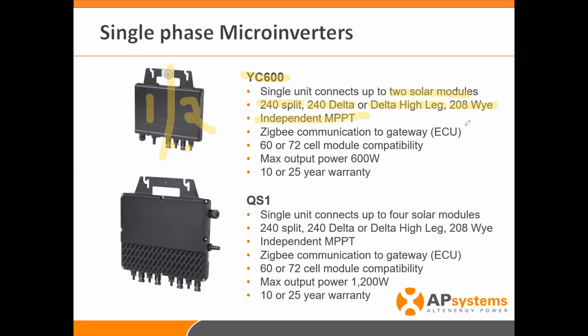Zigbee communication to the gateway. This right here simplifies the communication from the inverters to the internet through this pathway or through this gateway, which we'll talk about. 60 or 72 cell module compatibility for this particular product. And max power output of 600 watts per channel. So 300 watts per channel independently. So if you only use 1 channel, 300 watts. If you use both channels, 600 watts. We have a 10 or 25-year warranty.